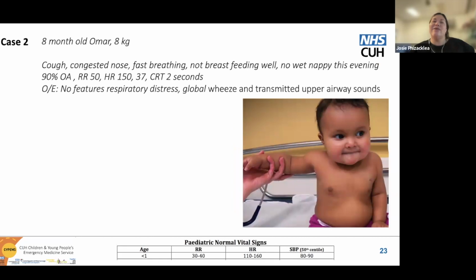For the next case, we've got 8-month-old Omar. He's 8 kilos. He's had a cough, a congested nose, fast breathing. He's not breastfeeding well. He's not had a wet nappy this evening. His sats are 90% on air, resps are 50, heart rate 150, and cap refill 2 seconds. His temp's 37. He's got no features of severe respiratory distress. He's got some transmitted upper airway sounds and a global fine wheeze. And just a reminder of the normal ranges at the bottom. His resp rate's on the higher side and his sats are 90%, as we've seen.